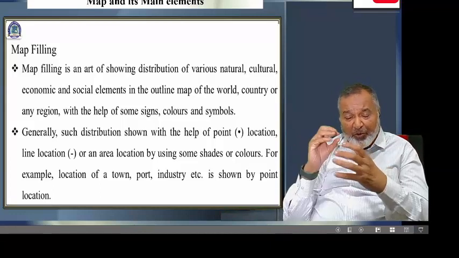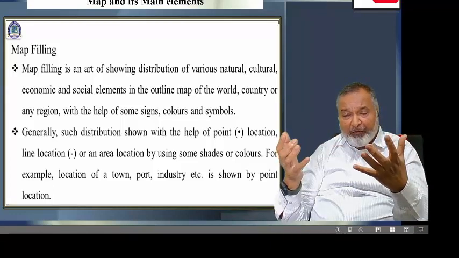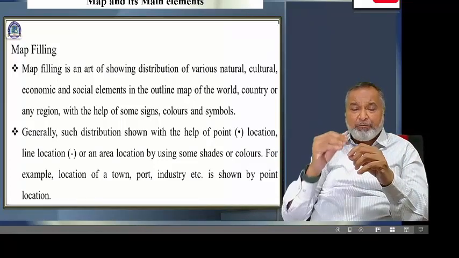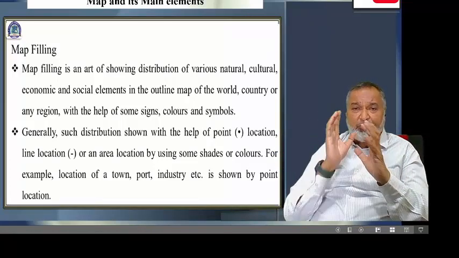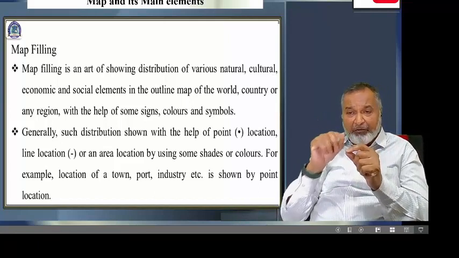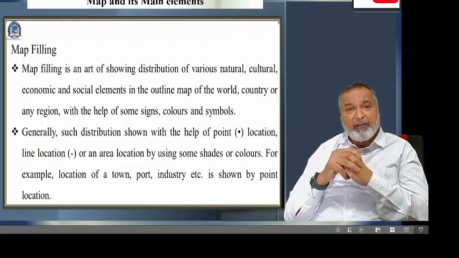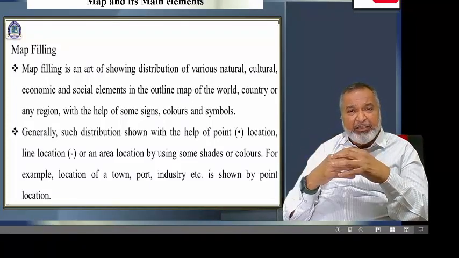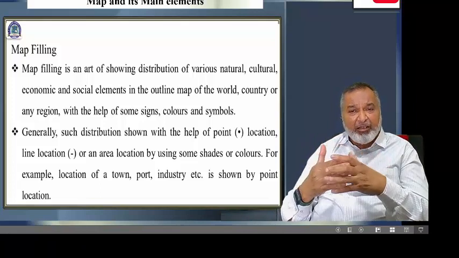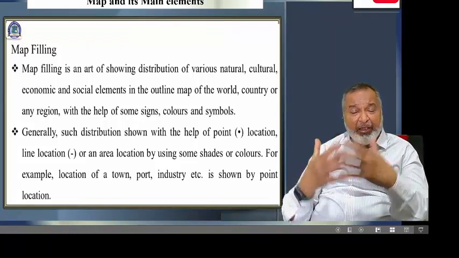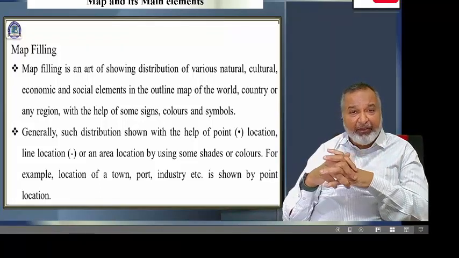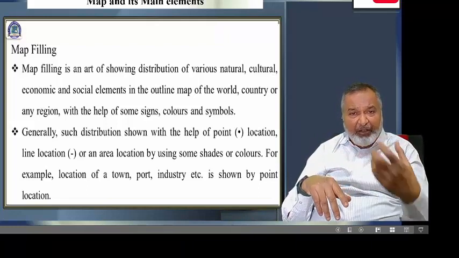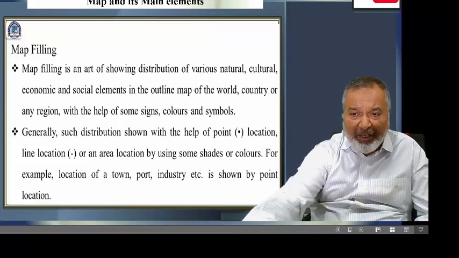If I give you a plain world map and tell you to give me just the important cities of the world, whatever you are filling in over there is called map filling. With the various signs, colors and symbols we can make out, that is called map filling. For the required distribution location, we are going to use color symbols.